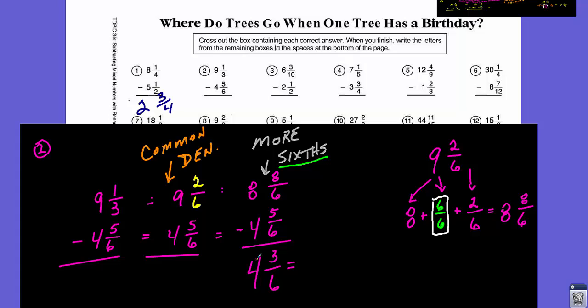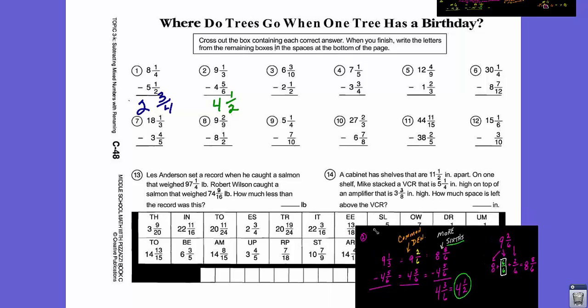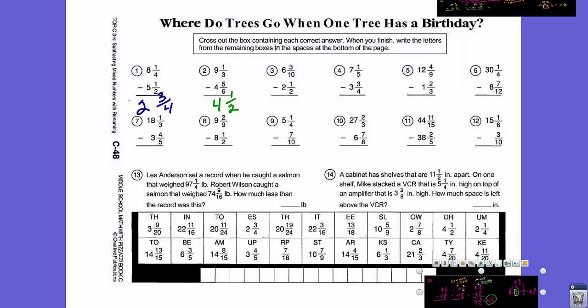This can be simplified. So I can simplify this because 3 goes into 3 one time and 3 goes into 6 two times. And my final answer is 4 1/2. That will be my answer to this problem, 4 1/2. And if I go ahead and shrink this up, stick it down there somewhere, I can find the 4 1/2 and cross it off. I can go back and cross off the original 2 3/4 I found in question number 1.